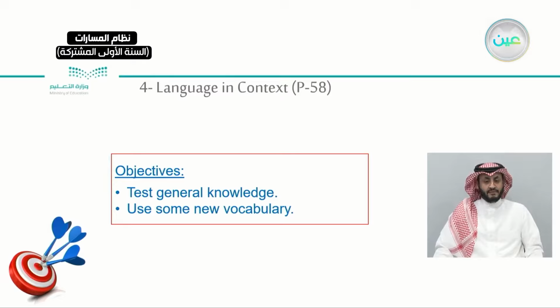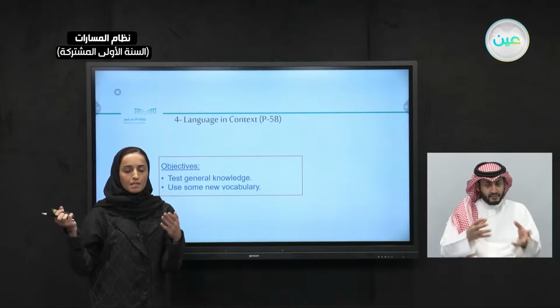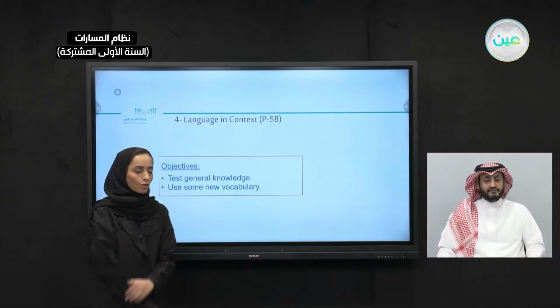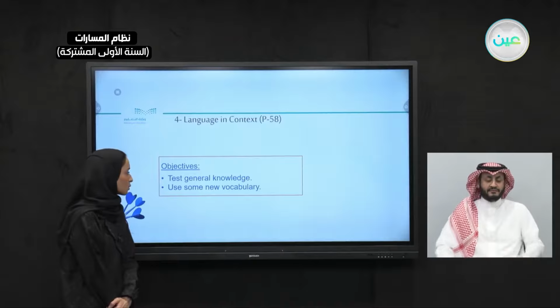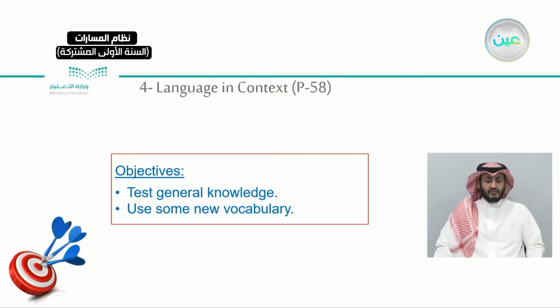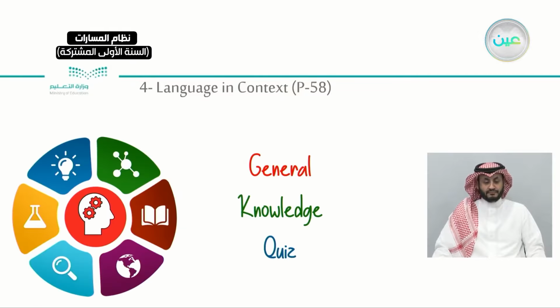in which we will be able to test general knowledge. I will ask you general knowledge questions about, let's say, inventions this time, and you will come up with the answers. We will make them in the present, in the active and the passive voice. Then you will use some new vocab. We will get to know some new words. So let's get started in your books, page 58.